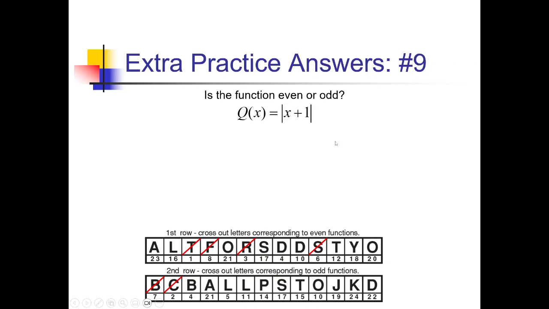For number 9, we have an absolute value of x plus 1 function going on. Now, the last time I had one of these, it turned out to be even, but I can't really guarantee that that's going to be the case. Also, doing my even-oddness test by plugging in negative x here, I'm not really sure how to resolve all that with absolute value. So I'm going to go to the graphing calculator and just look at this to see what kind of symmetry it has.